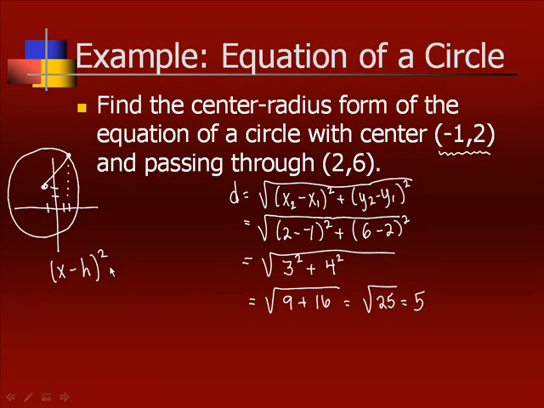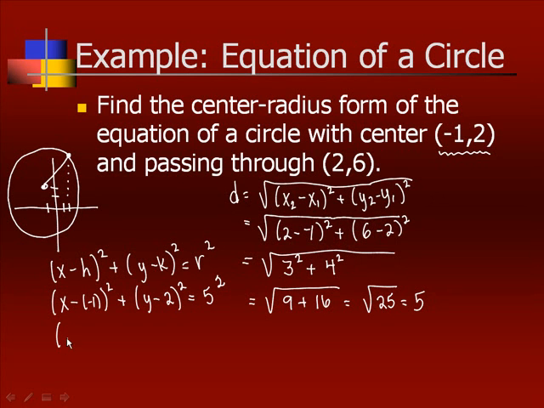So now we're going to go back and say, okay, our formula for a circle is (x minus h) squared plus (y minus k) squared is equal to r squared. So that would be (x minus the x value of the center, negative 1) squared, plus (y minus the y value of the center) squared is equal to the radius, which is 5 squared. Well, x minus a negative 1 is x plus 1, squared, plus (y minus 2) squared is equal to 25. And this is the center-radius form of this circle.